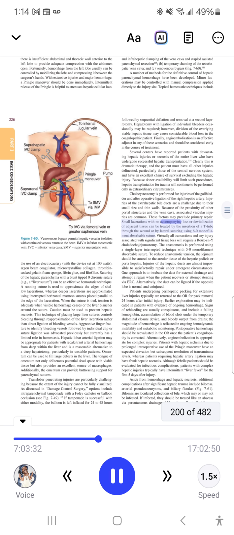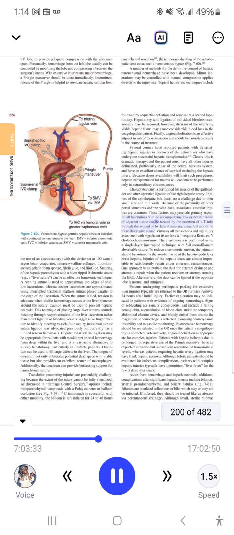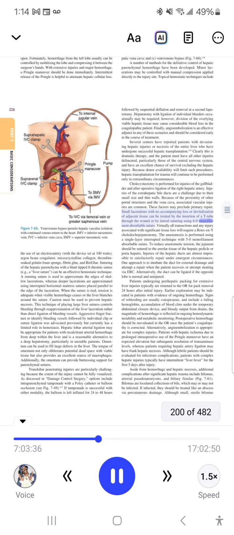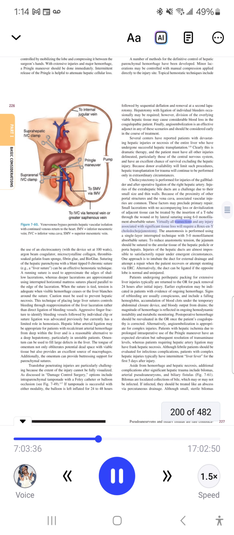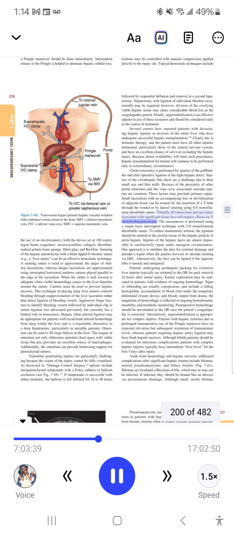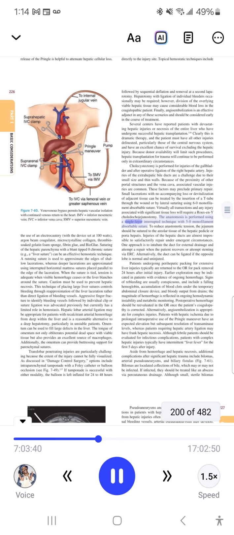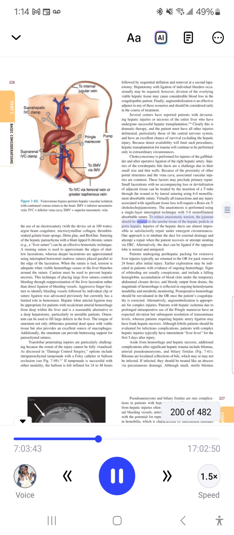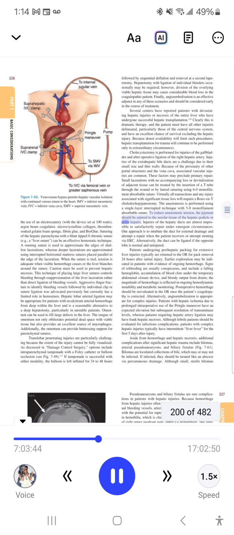Small lacerations with no accompanying loss or devitalization of adjacent tissue can be treated by the insertion of a T-tube through the wound or by lateral suturing using 6-0 monofilament absorbable suture. Virtually all transections and any injury associated with significant tissue loss will require a Roux-en-Y choledochojejunostomy. The anastomosis is performed using a single-layer interrupted technique with 5-0 monofilament absorbable suture. To reduce anastomotic tension, the jejunum should be sutured to the areolar tissue of the hepatic pedicle or porta hepatis.